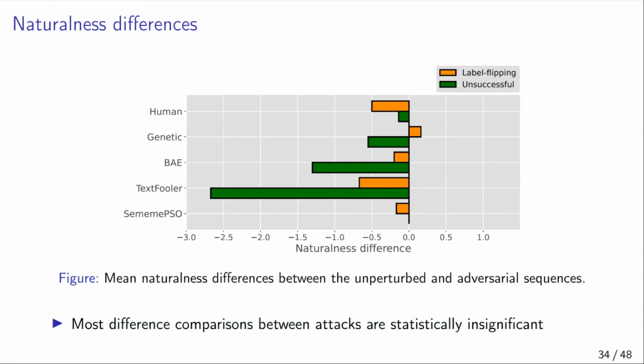We did statistical testing on this. I'm not reporting on this in this talk, but it's in the paper, and found that most difference comparisons between those attacks are statistically insignificant. So in terms of naturalness difference, we couldn't find anything statistically significant, which, given the data, leads us to conclude that there aren't any statistically significant differences between naturalness ratings with respect to those 5 attacks.